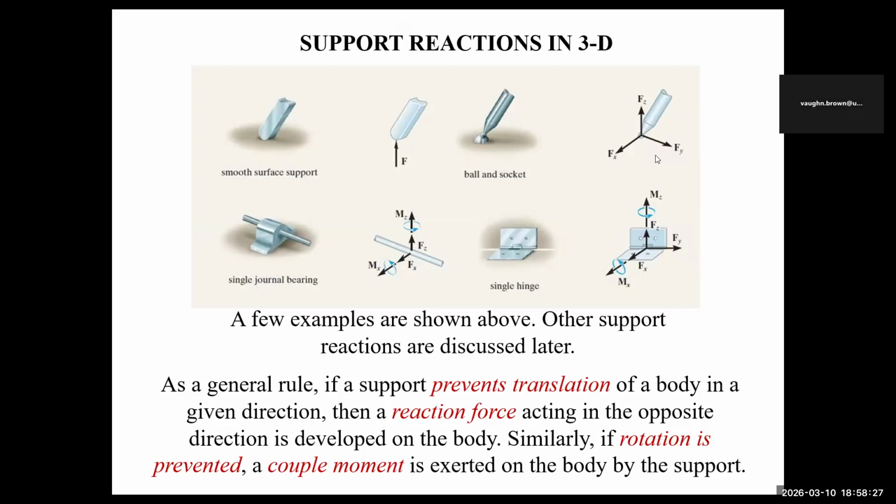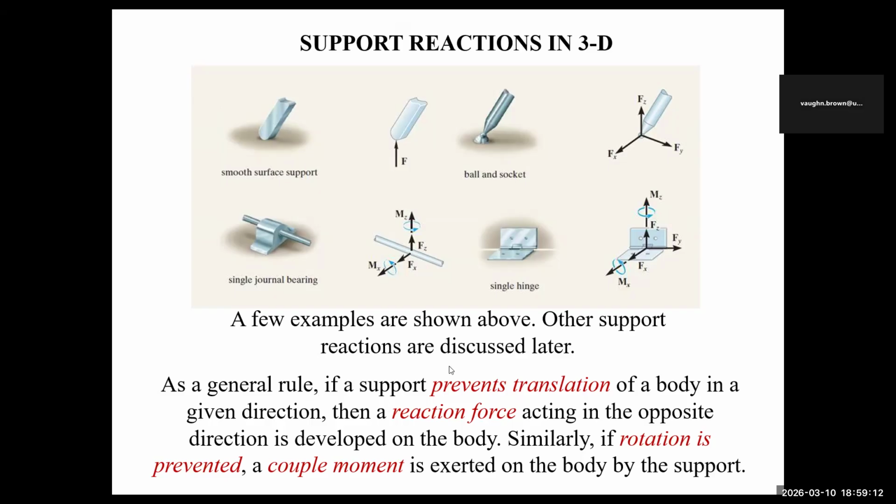Similarly, we go back to these same principles. You have a smooth support, one reaction. You have a ball and socket, 3 reactions. Journal bearings, how many reactions do you have here? You have 2. There's none in the direction where it can roll. Remember, it can roll in the Y, so there's none going to be in the X and the Z, and those directions that it doesn't roll in will have a moment. For a hinge, you'll have 3 reactions but only 2 moments. So 5 unknowns here, 5 unknowns, 1 unknown, 3 unknowns, right? A few examples are shown above. Other support reactions are discussed later.